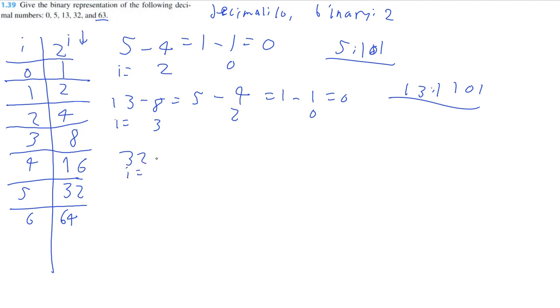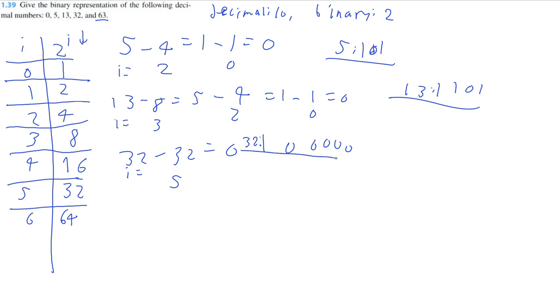Now let's do 32. So we can just immediately subtract 32 to get 0 for I equals 5. So we need to go up to 5, so we're going to write 5, 4, 3, 2, 1, 0. We have an I at 5, so we'll write a 1 there, and that's it. So the rest will just be zeros. So that means that 32 in binary is 100000. 32, not 33.